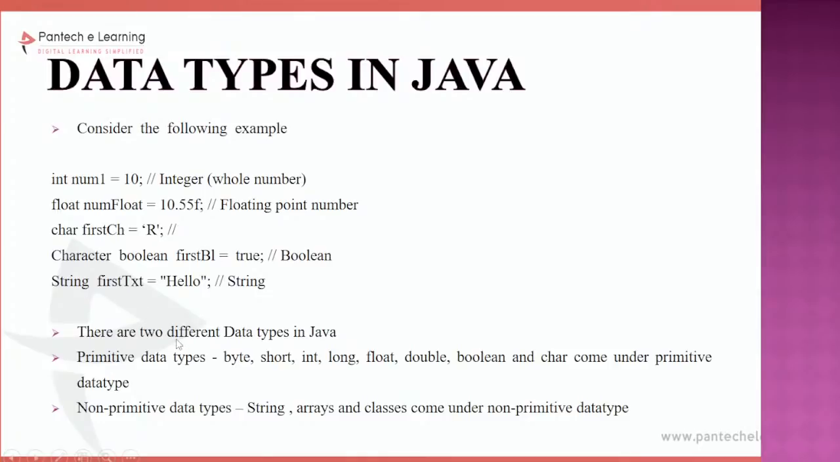Basically I have two different kinds of data types: one is a primitive data type and the other is a non-primitive data type. Say for example, what are the different types of primitive data types? I can go for byte, short, int, long, float, double. All of these come under primitive data types. And non-primitive data types are strings, arrays and classes. All of these come under non-primitive data types.